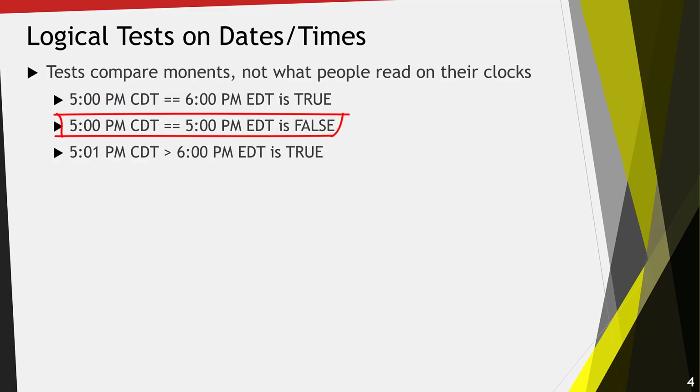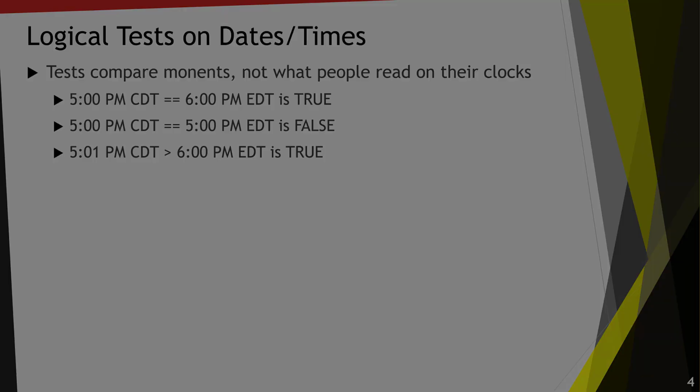Conversely, testing 5 p.m. Central Daylight Time equal to 5 p.m. Eastern Daylight Time will return false. Even though these clocks read the same numbers, these don't represent the same moment in time because these two time zones use different UTC offsets. The same logic also applies with greater than, less than, greater than or equal to, or less than or equal to.